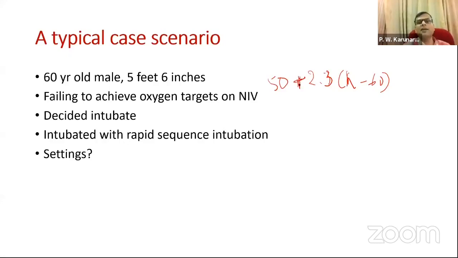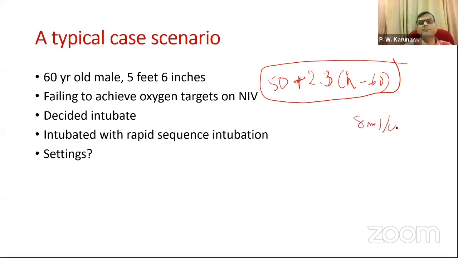In averagely built people, generally the body weight is roughly equal to this, what is called predicted body weight. But in extreme situations, a very thin or smaller individual, you will probably have to figure it out using one of these formulas. Basically, for tidal volume we generally start with 8 ml per kg, and then you can reduce depending on the situation.